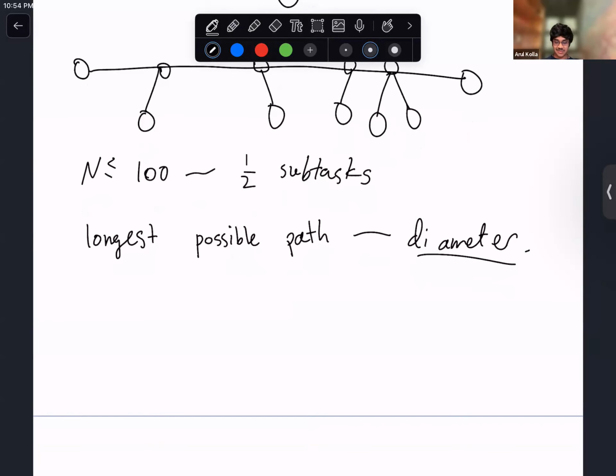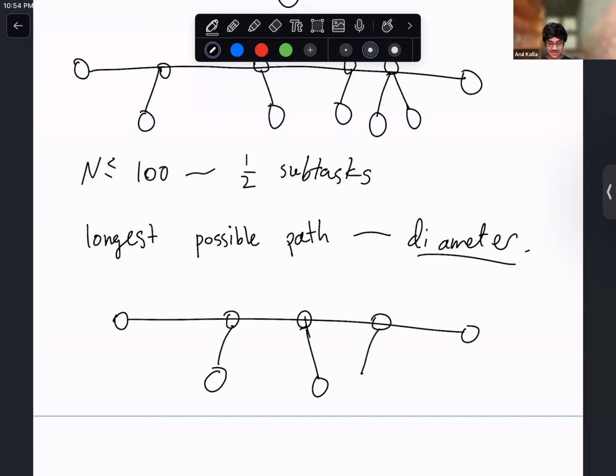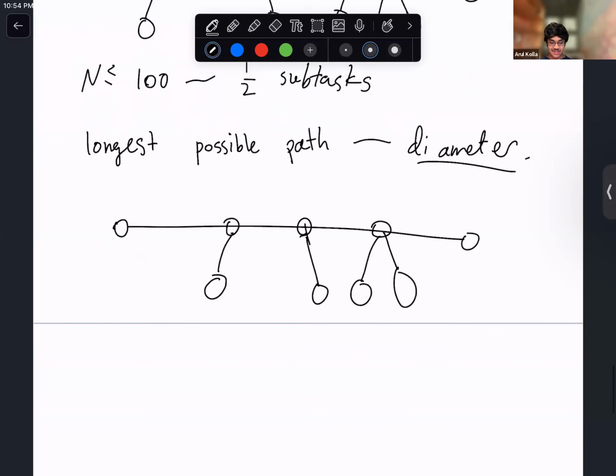The idea behind this problem is, if we look at the diameter of the tree, which is the longest possible path between two nodes, then I'm going to claim that if the diameter works, then the tree works. And if it doesn't work, then the tree doesn't work. As in, this is a sufficient and necessary condition. We need the diameter to match, and if the diameter doesn't match, the answer is no. So why is this the case?